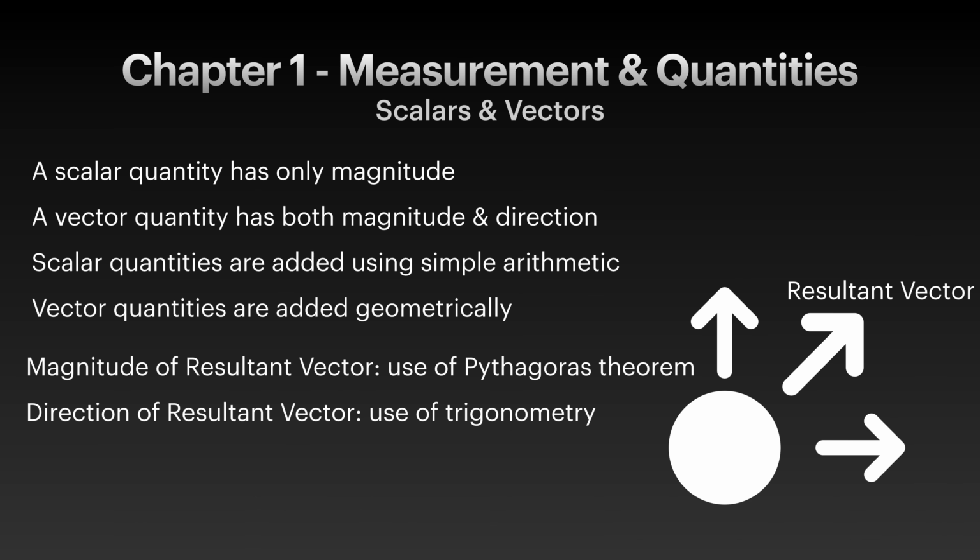Now let's talk about quantities. Scalars are quantities that only have magnitude, like mass or speed. Vectors have both magnitude and direction, like force or velocity. If you are adding vectors, you use geometry, not simple math. You will often use the Pythagoras theorem and trigonometry to find the resultant vector, both its size and its direction.